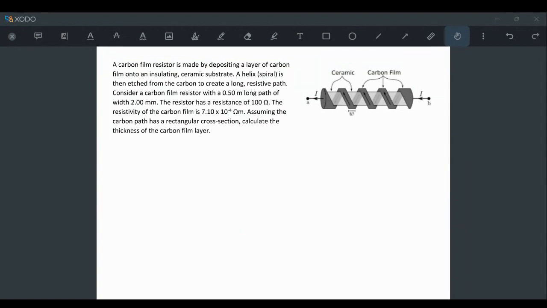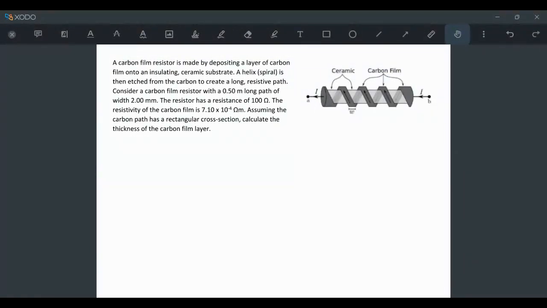We're told that it's made by depositing a layer of carbon in kind of a thin film onto an insulating ceramic substrate. So that's kind of what's denoted here. You can notice there's a carbon wrap, and it's on this transparent ceramic center. So once this carbon layer is down, it's kind of all over this ceramic substrate, and a helix is etched from the carbon, and you create a long resistive path. So we cut out the regions in the middle here to leave a long spiral behind, because that allows it to be very, very long relative to the length of the cylinder.